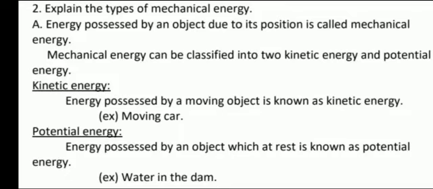Kinetic energy. Energy possessed by a moving object is known as kinetic energy. Example, a moving car. Potential energy. Energy possessed by an object which is at rest is known as potential energy. Example, water in the dam.